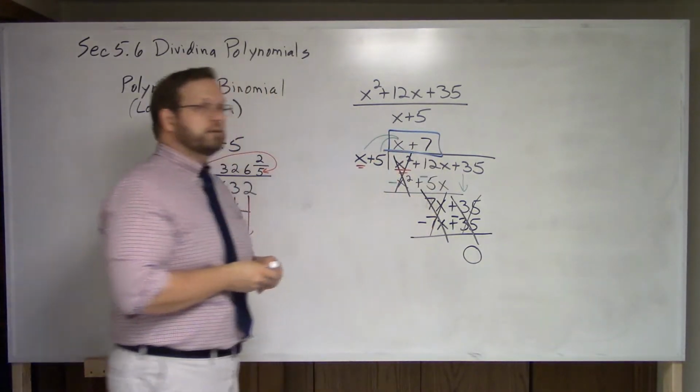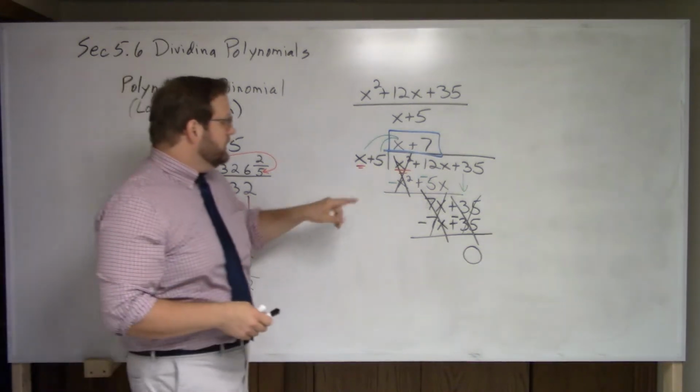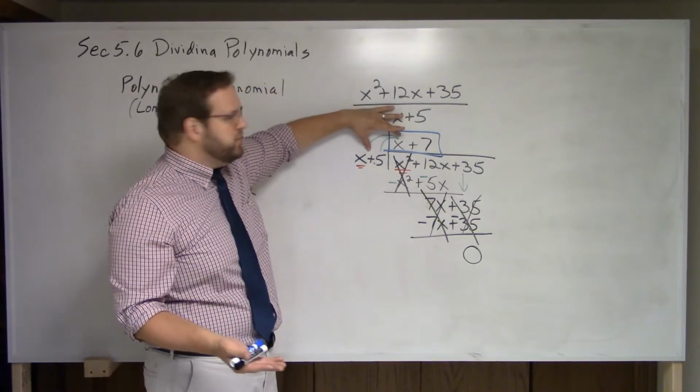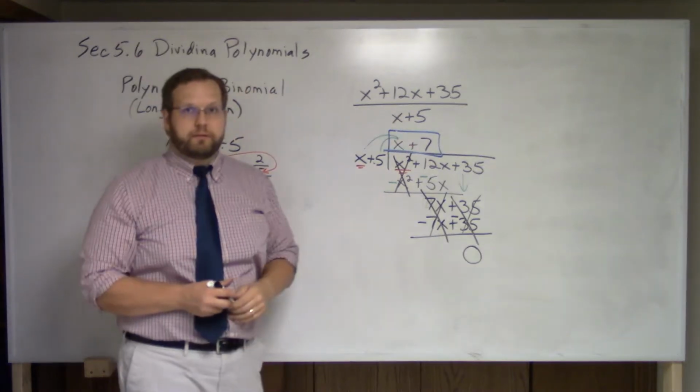If you ever want to check this, what you would do is you would multiply these two things right here. Distribute them, FOIL them if you want to call it that. And then you should get this dividend underneath.